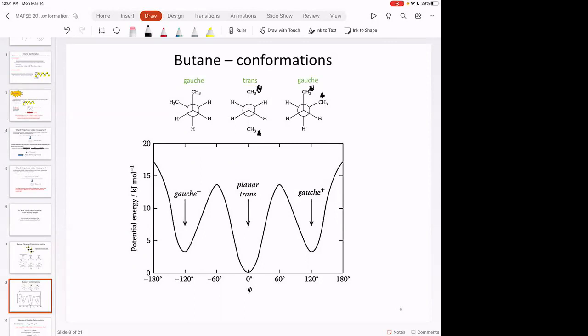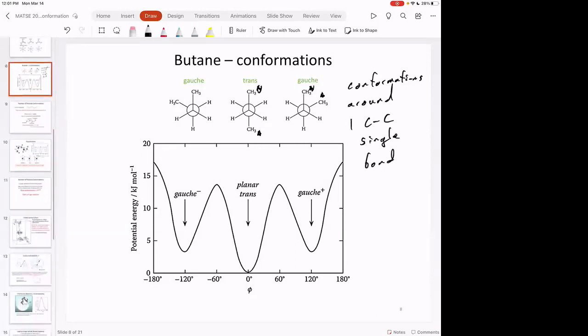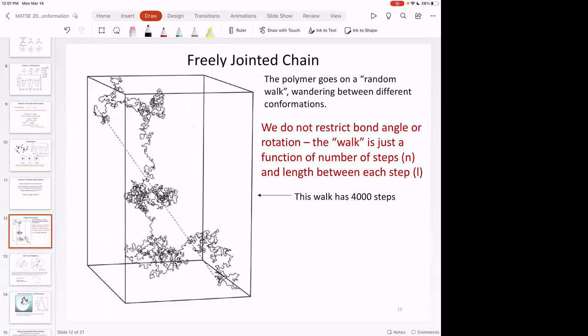And so that's conformations around one carbon single bond. But we know that polymers are a whole lot of carbon single bonds. And so we can look at this picture. This is a random walk with 4,000 equally sized steps, or this is 4,000 carbon bonds. So if we treat each of those bonds in a polymer chain like a step, we just write a computer program for this random walk.